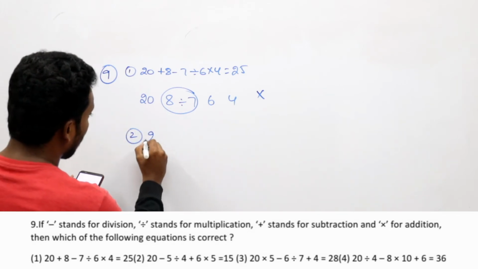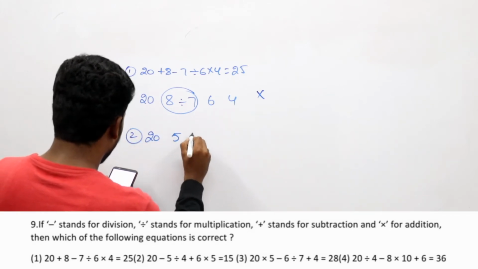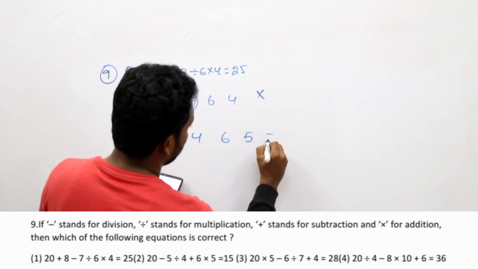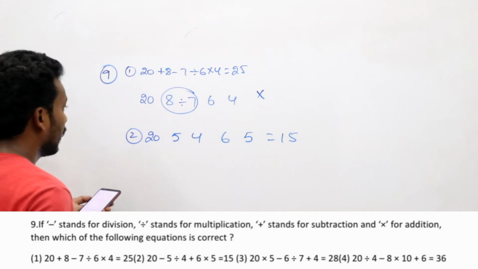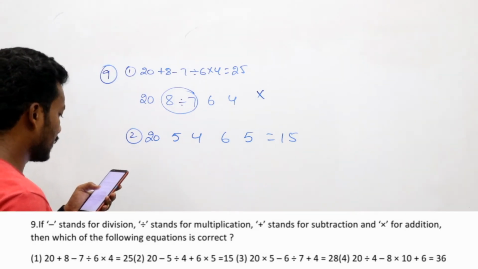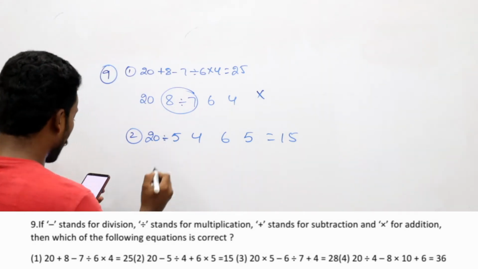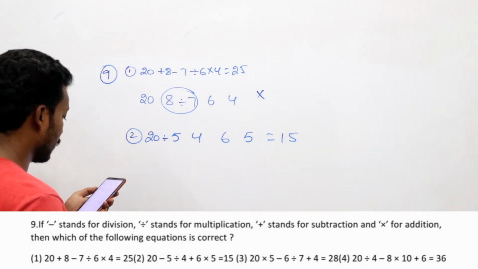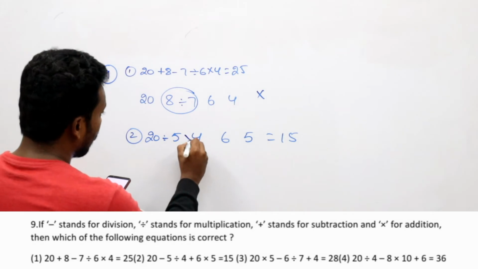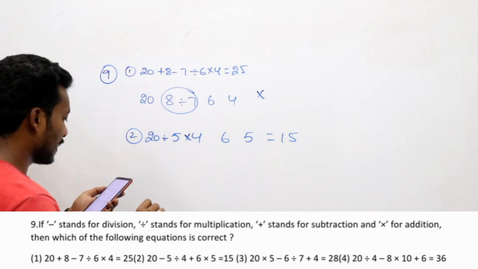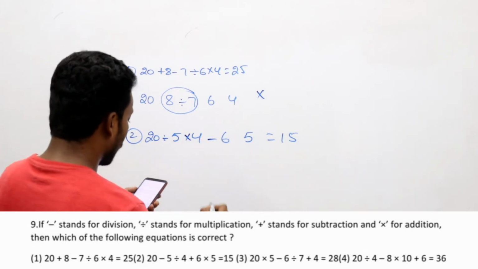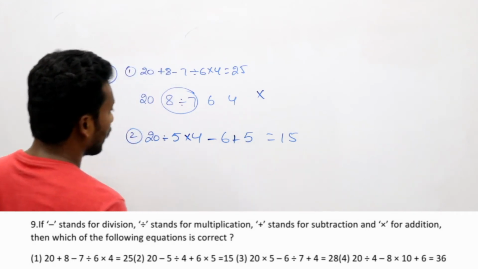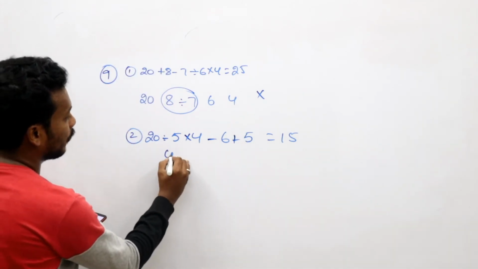Second option: 20 and 5, 4, 6 and 5 is equal to 15. Now the first one is minus, which stands for division, no problem. Next, division stands for multiplication, no problem. Next one is plus, which stands for subtraction, and then into stands for addition. By calculating this, 20 divided by 5, 4.